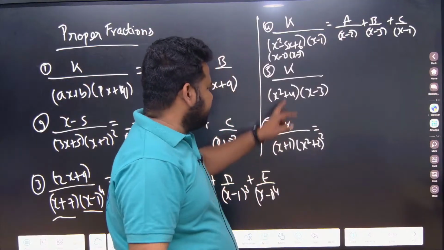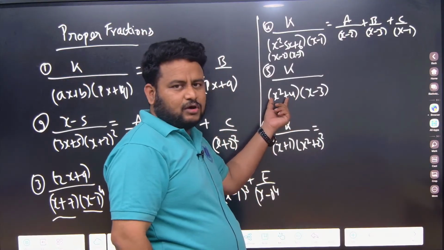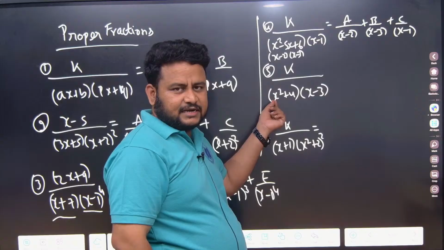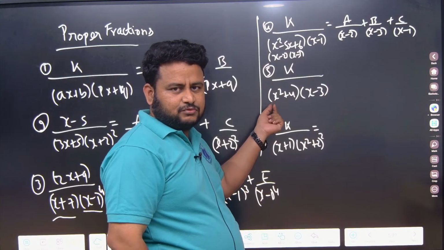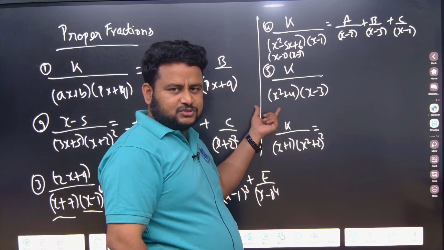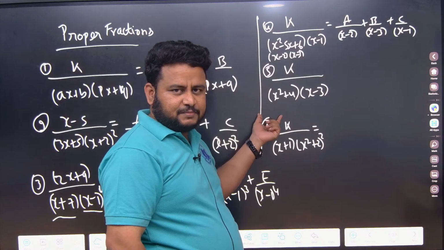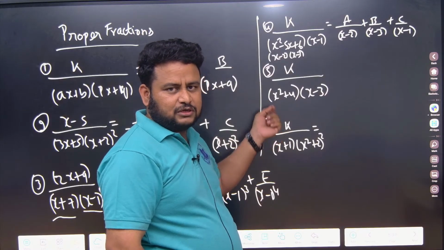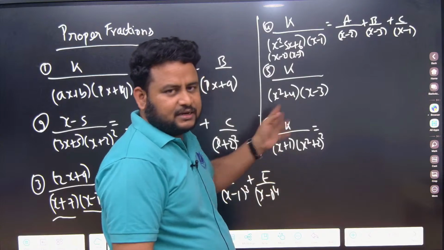So see here, k by (x square plus 4) into (x minus 3). This is linear and this is quadratic, but can you factorize this? You will get x square equal to minus 4. This is non-factorizable form. When non-factorizable form comes, how will you write it? You will write constant into x plus D, some another constant.